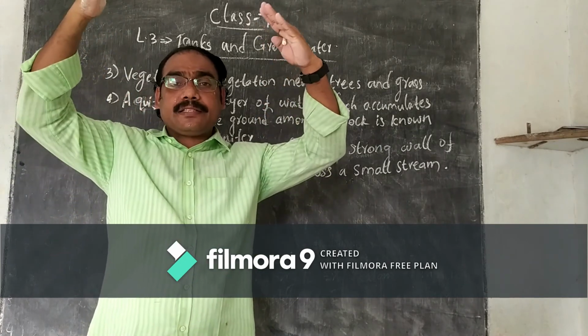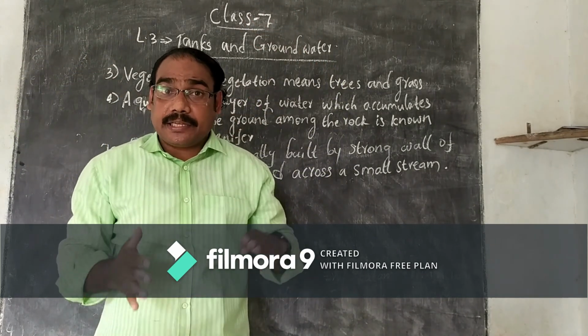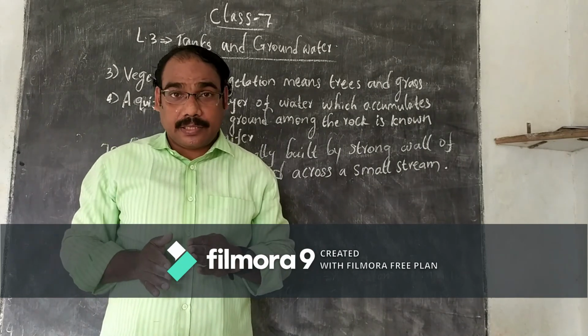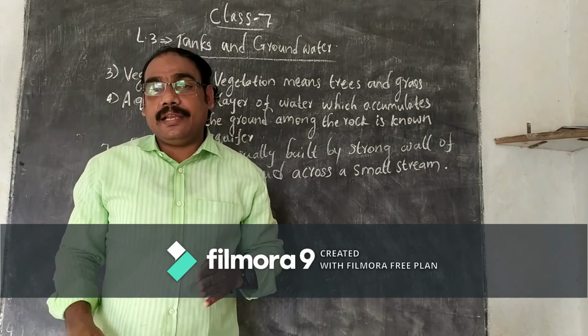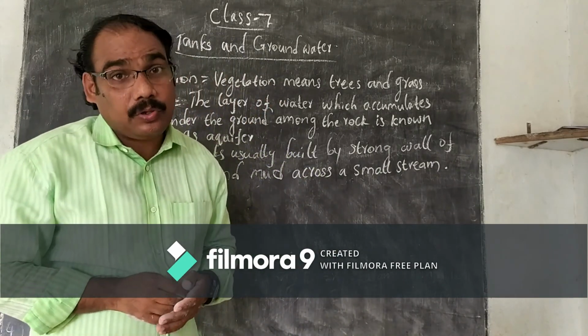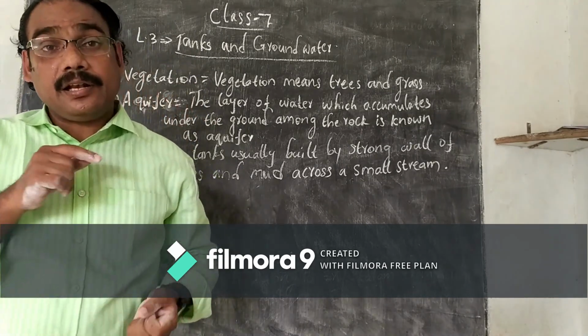Okay, so when it rains, the water accumulates under the ground, absorbed by the pervious rocks or soils. So when we need the water, when we dig through a borewell or something, we are able to get the water. Okay, that is the water cycle type.